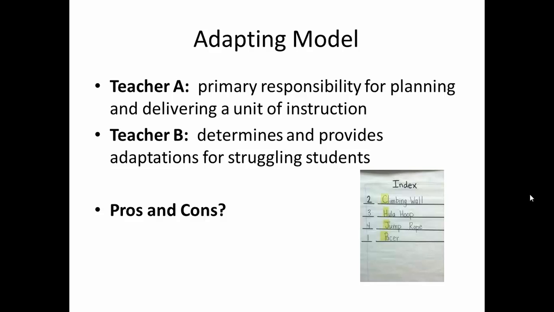The cons of this model are that the lack of co-planning can lead to weak interventions. If teacher B doesn't fully understand the content of the lesson, the interventions could miss the mark and the student may not benefit from the interventions at all. Also, this model does not use the expertise of teacher B to support the entire classroom. Their expertise is only being used for limited targeted students.